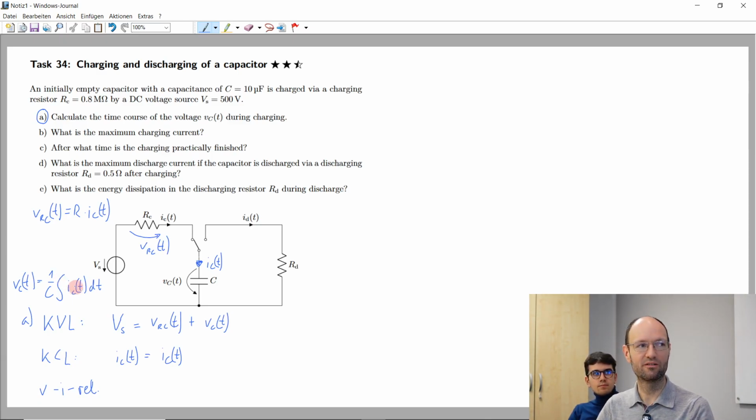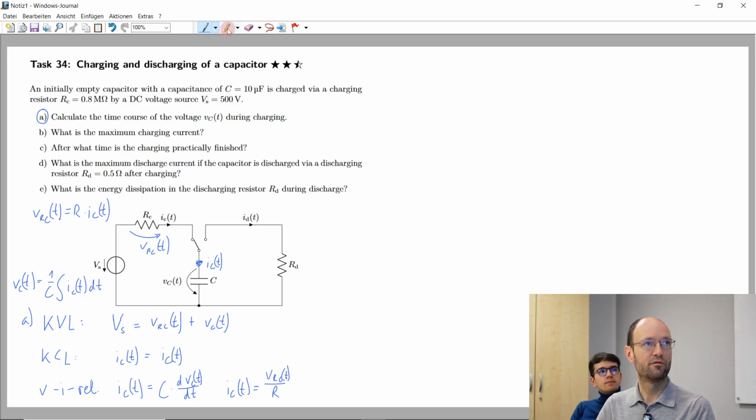We just write it the other way around. So the current at the capacitor is C times the time derivative of the voltage. And if we also do this for this equation here, then the current through the resistor is the voltage drop across the resistor divided by the resistance.